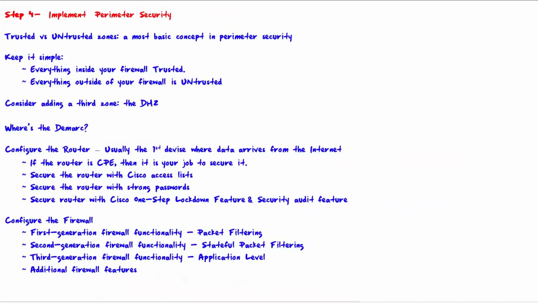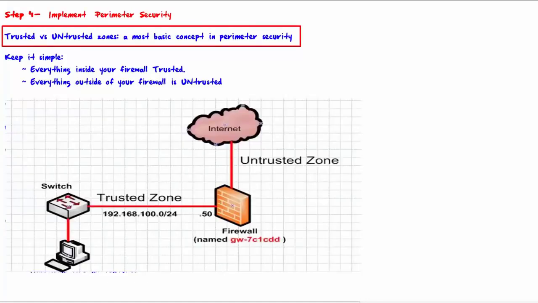Welcome to step 4. Implement perimeter security. Trusted versus untrusted zones, a most basic concept in perimeter security. The most basic concept in perimeter security is the trusted versus untrusted zones.